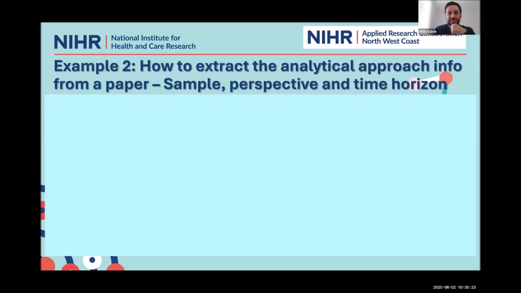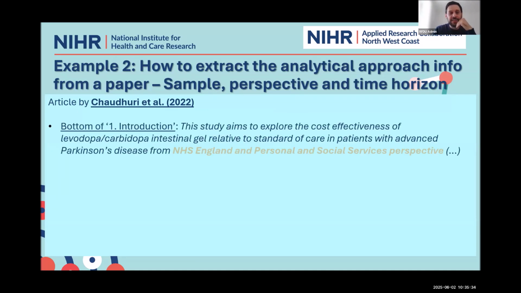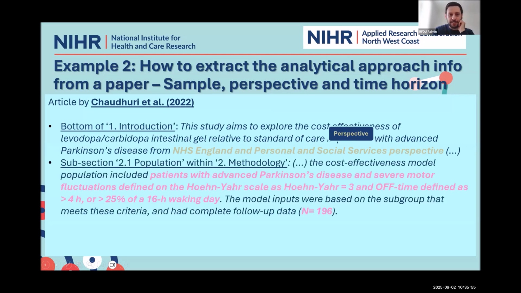Okay. This is, again, another example of how to extract these three components, sample, perspective, and time horizon, from the article we used to develop our first RaCEEs. If you look at the introduction of that article, there was some information around the perspective here. As I mentioned before, we probably found this by just doing a Control F search, and we found the word perspective. So we know in this particular article, the perspective is that of the health and social care system in England.